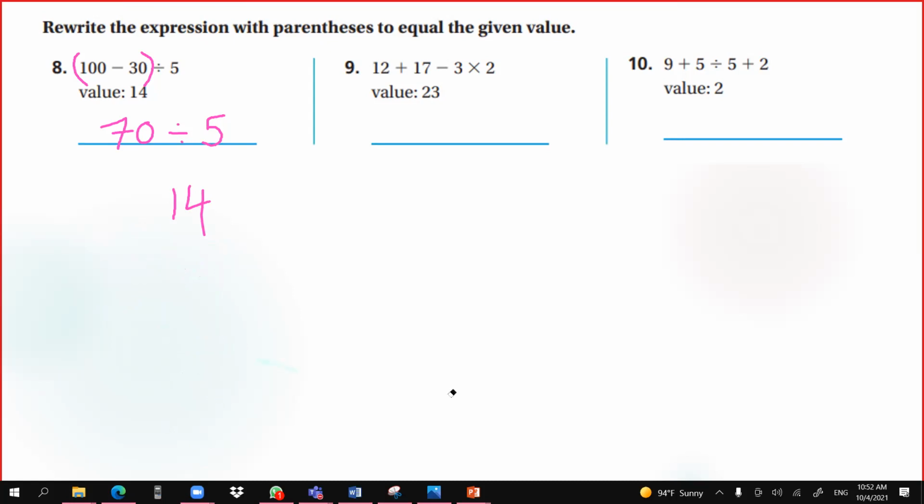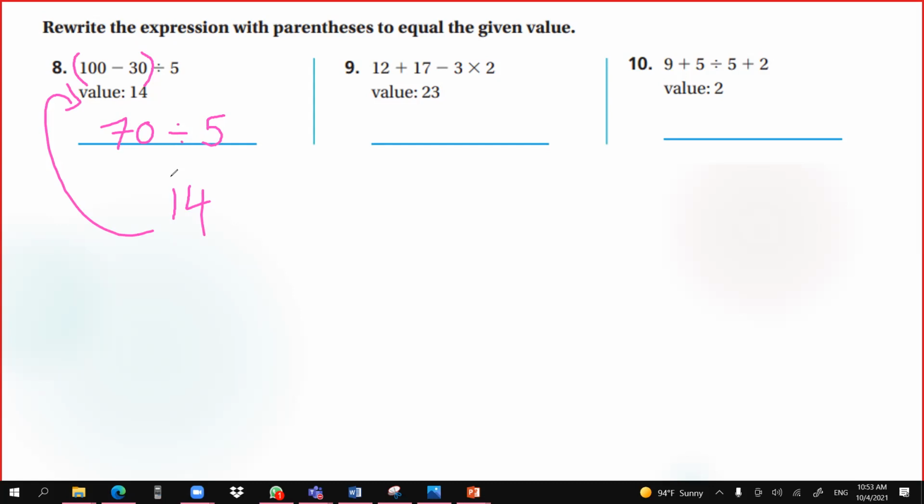So now 70 divided by 5, what will the answer be? The answer is 14. Did I get the same value here? Yes. So that means Lana put the parentheses in the correct place. Thank you, Lana. Yes, Sarah.